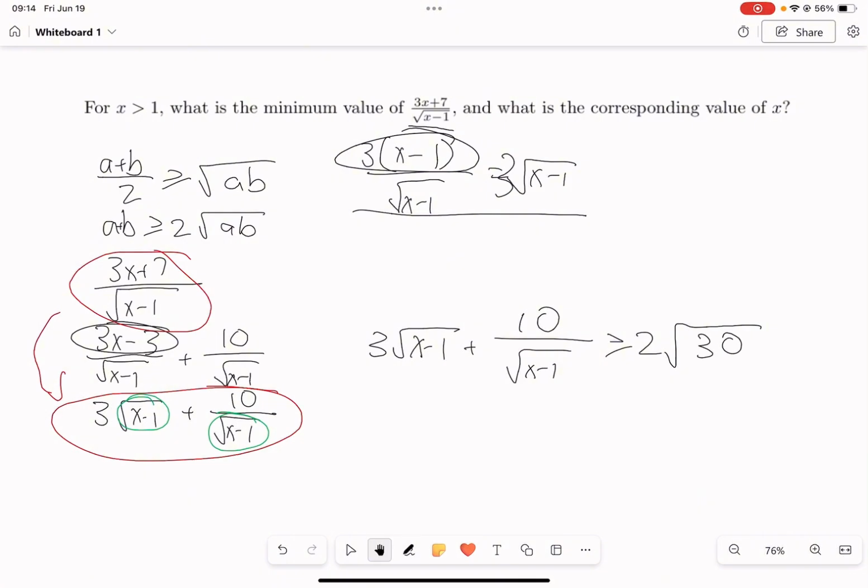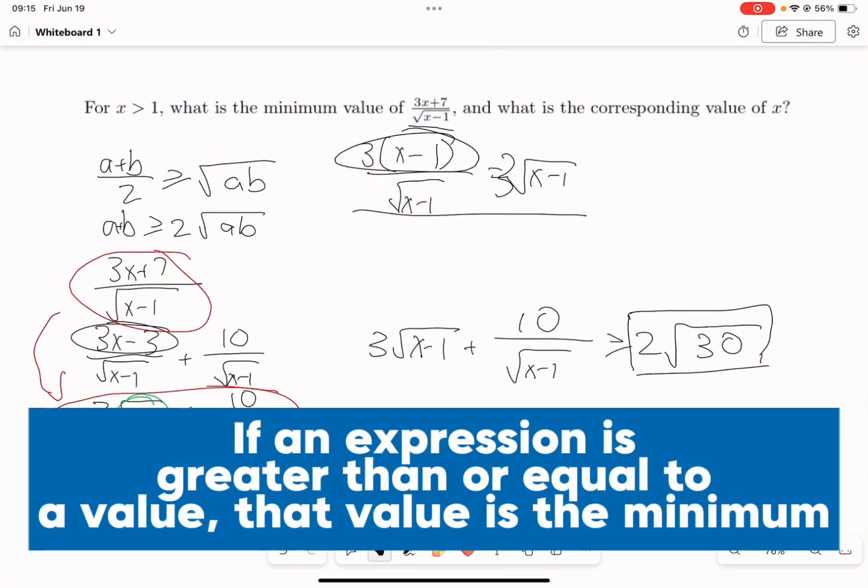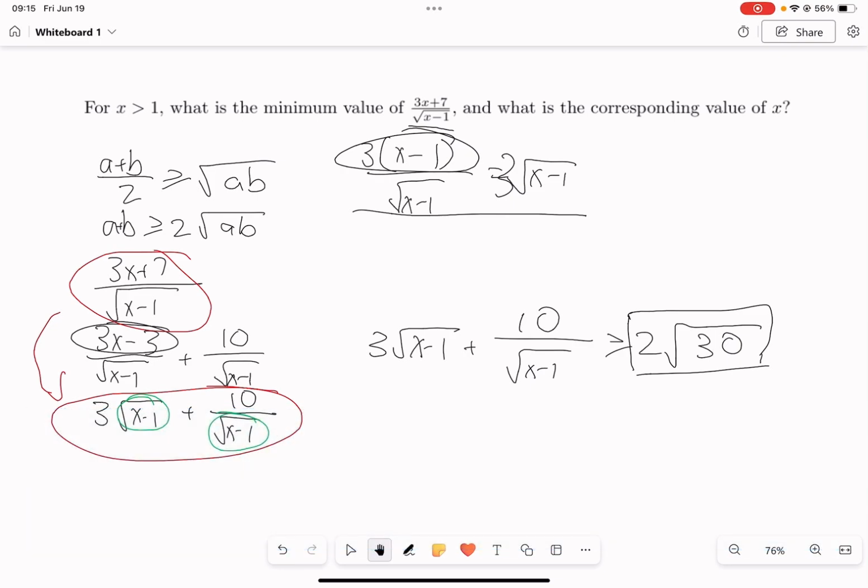So now at this point, we know that the minimum value should be 2 root 30, because this expression must be greater than or equal to 2 root 30. If it has to be greater than or equal to the number, that value is the minimum it can attain. So now we have to find the corresponding value of x.